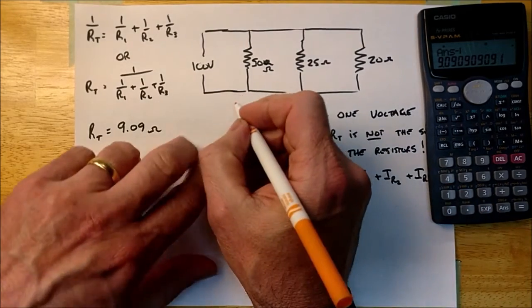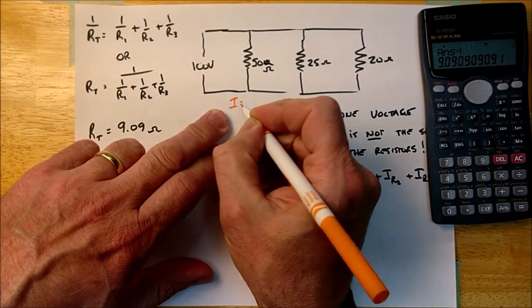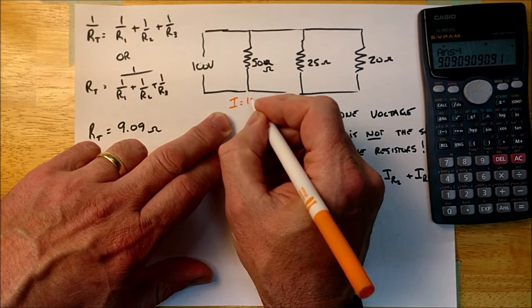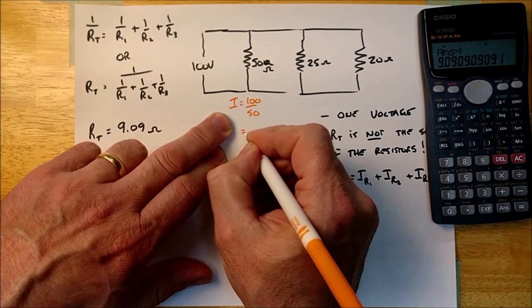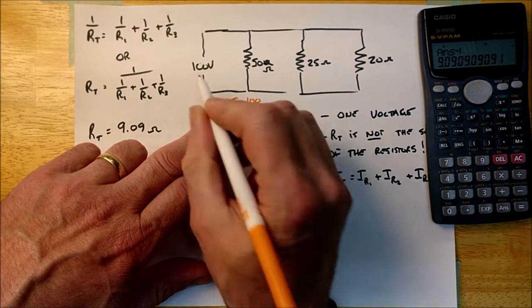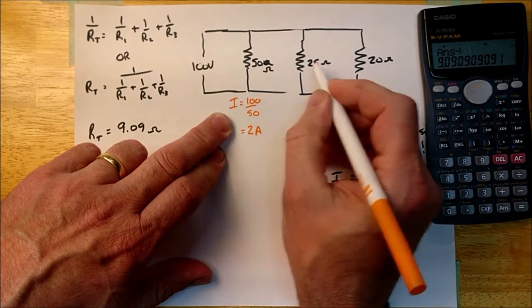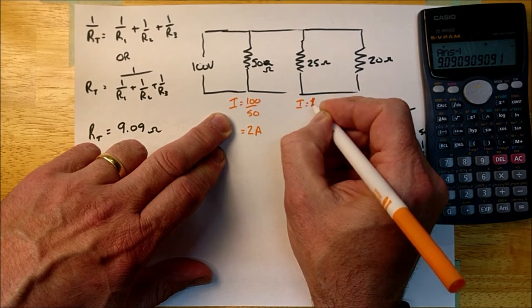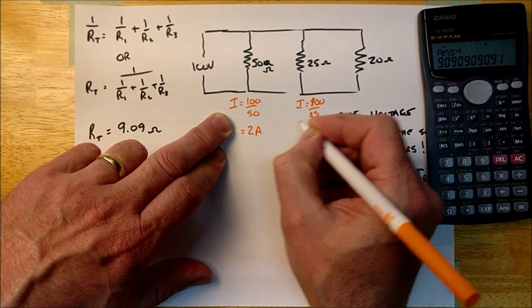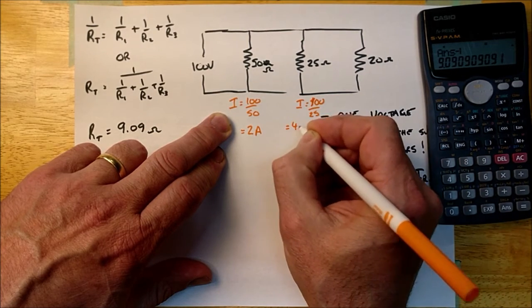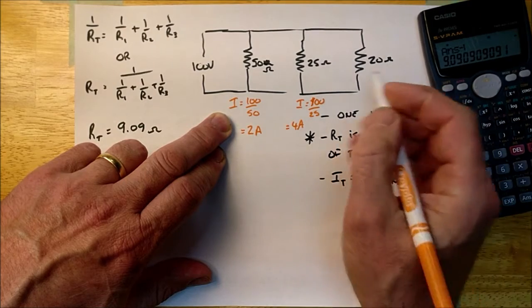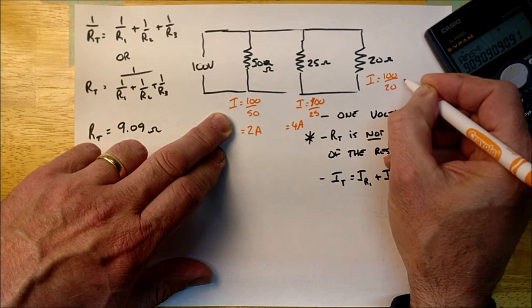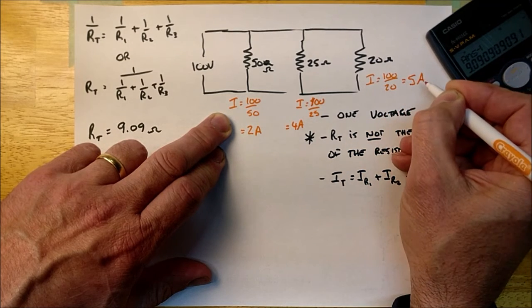So if I wanted to do that, I for this rung is going to be E over R, 100 over 50, which is going to be 2 amps. All right. On this second one, I is going to be E over R, so 100 over 25, which is going to be 4 amps. And this last one, I is going to be 100 over 20, and so it is going to be equal to 5 amps, okay?